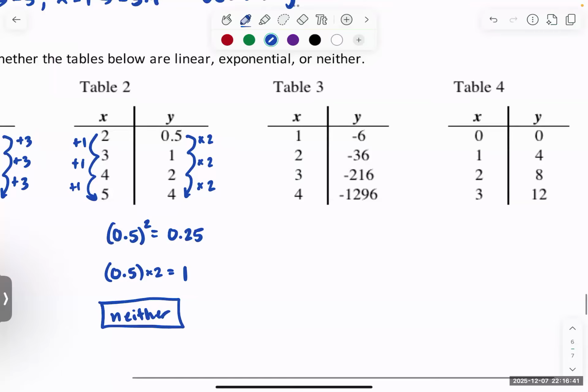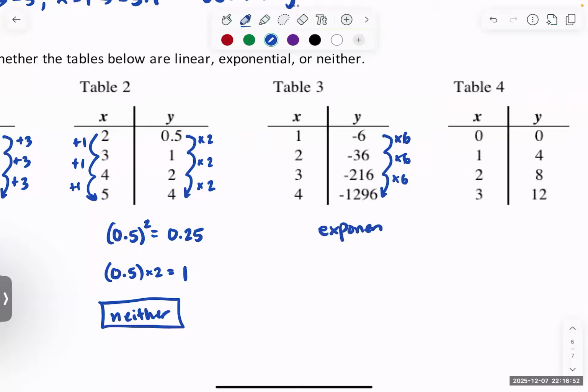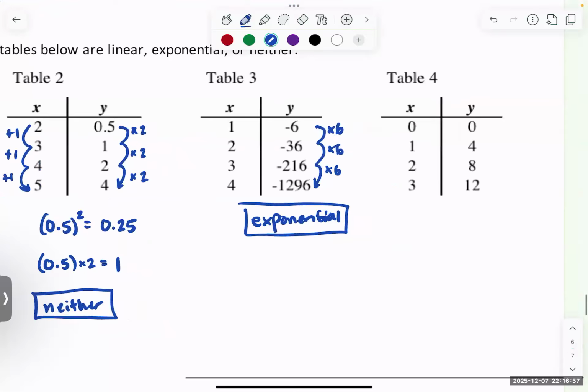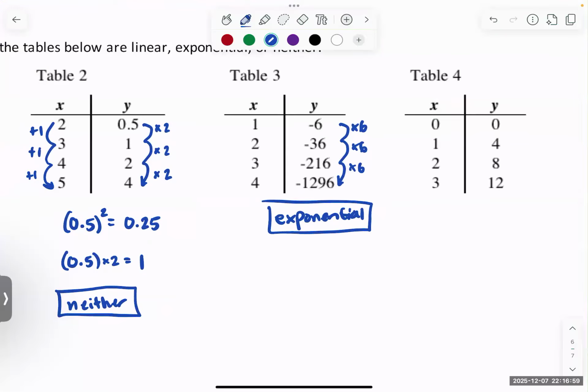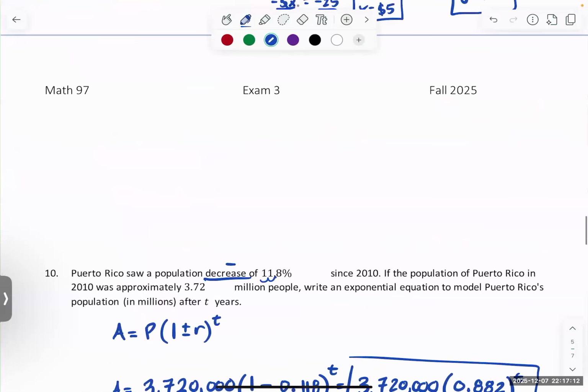Now for this one, this is times 6 each time. Times 6, times 6, times 6. This is exponential. All right, so we get to 0, 4, 8, 12. This is plus 4 each time, which is linear. And that's it for this review.